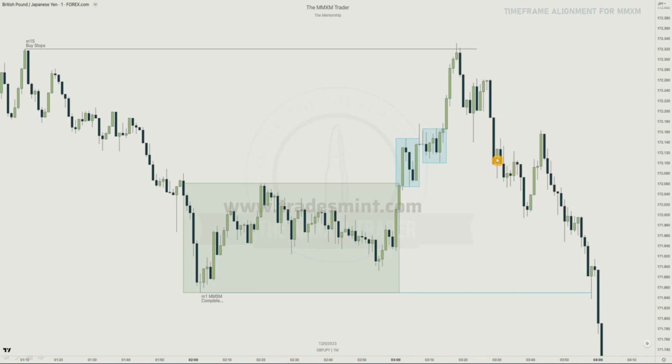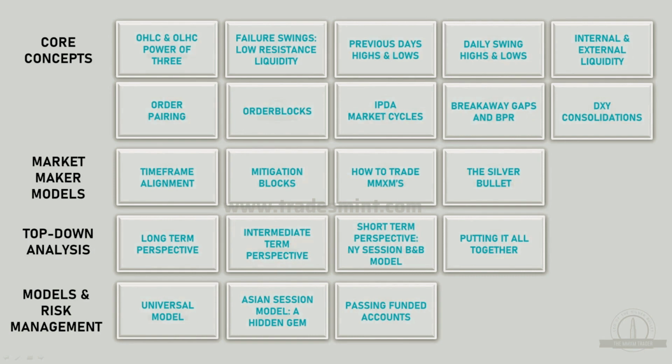Again, think about high resistance liquidity runs, right? We see this high getting raided over here, and then you see that immediate drop lower, indicating you're still on the sell side of the curve. And then this should be the draw on liquidity, completing this short-term market maker sell model on the 1-minute time frame. So now that we went over time frame alignment, let's move on to mitigation blocks.